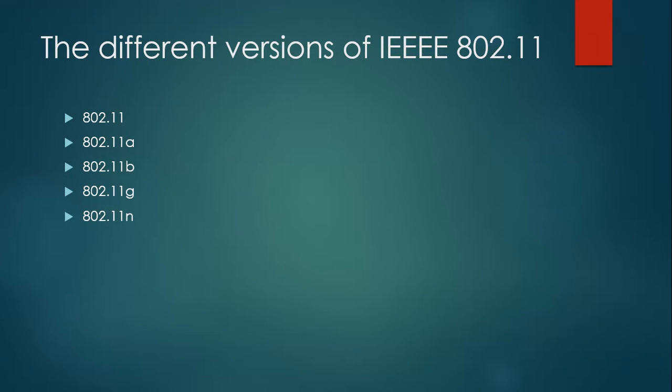802.11a, its frequency range is 5 GHz and speed up to 54 Mbps. Transmission range is 25 to 75 feet. And then the next version is 802.11b. Its frequency range is 2.4 GHz and speed up to 11 Mbps. Transmission range is up to 150 feet. And then 802.11g, its frequency range is 2.4 GHz and speed up to 54 Mbps, and transmission range is up to 150 feet.